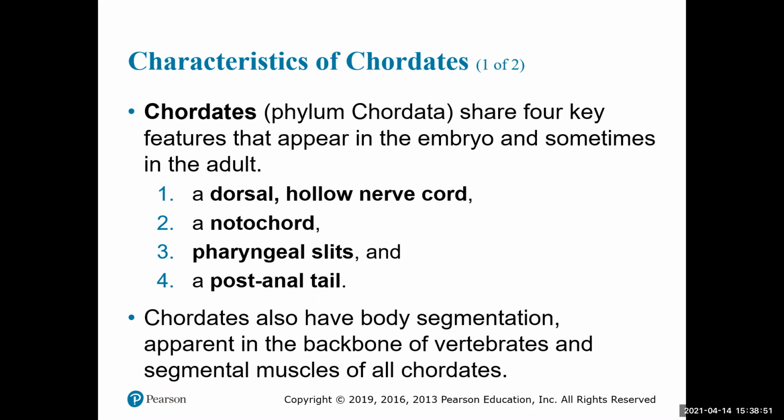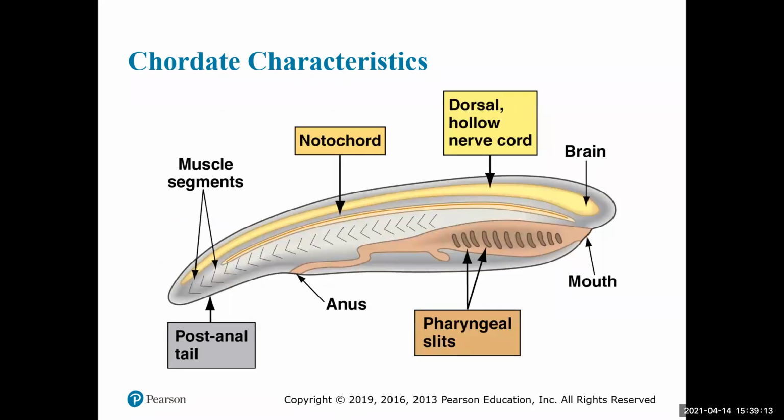Now, chordates have a type of body segmentation that is very apparent whenever you look at the backbone of the vertebrates. And there are also segmented muscles that exist in the chordates. And so you have this kind of specialized segmentation that has now evolved in the vertebrate or the chordata group. So here you have a primitive chordate, a basal chordate.